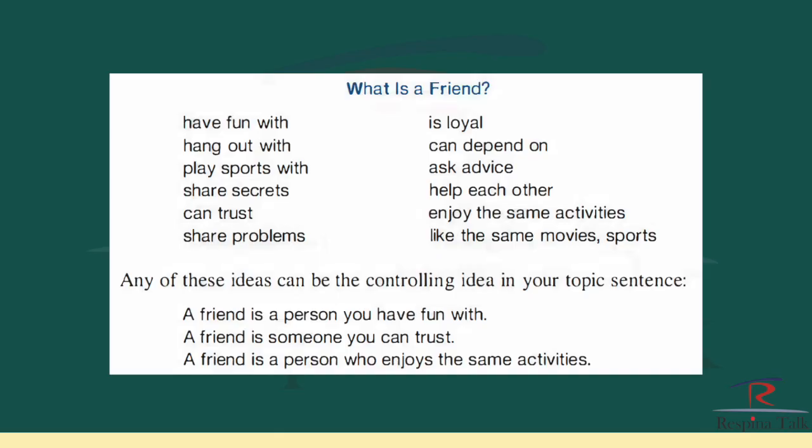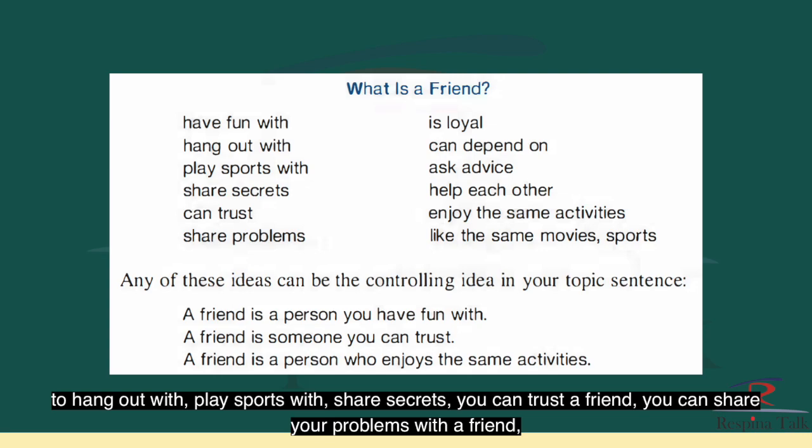So what is a friend? A friend is someone to have fun with, to hang out with, play sports with, share secrets. You can trust a friend.